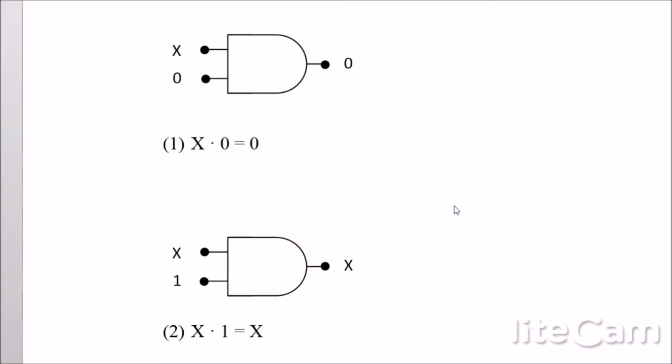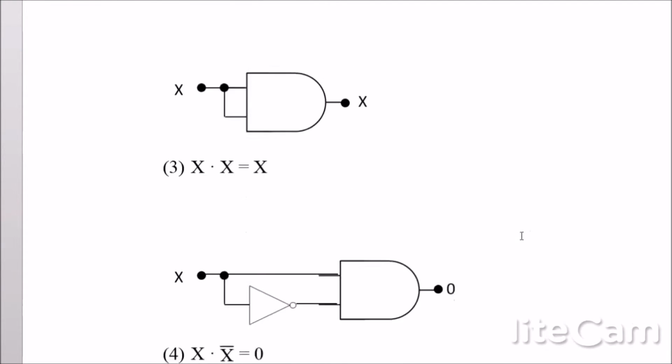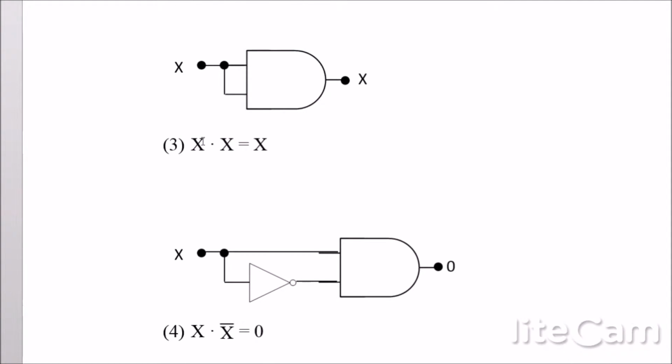Now we are observing logical circuits using Boolean rules and laws. Here we have an AND circuit where x and 0 are the inputs, where the output is 0. The second one, where x and 1 are the inputs and x is the output. The third one, where both inputs are x and the output is x.